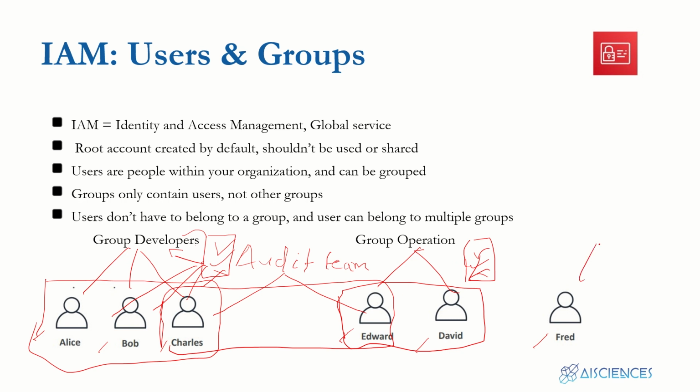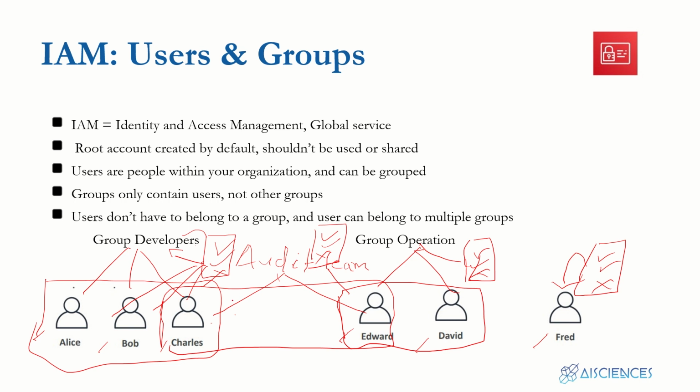But if I give a permission to Fred, who does not belong to any group but is a user, this user will only possess this one permission. Talking about the other group, the audit team: Charles belongs to the audit team and to another group as well, and Edward belongs to the audit team and to another group as well. So Edward will possess the permission from operations, and he will possess the permission from the audit team as well. I'm sorry for the mess, but I hope you caught my point.